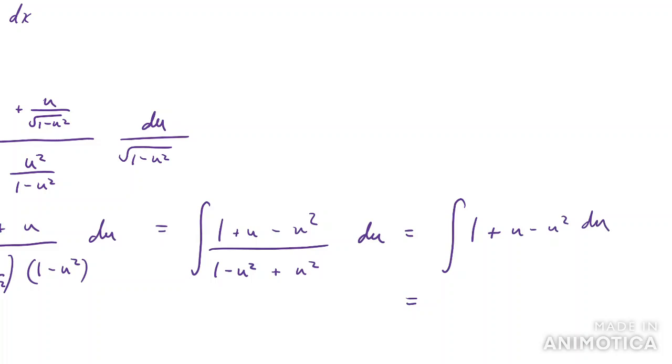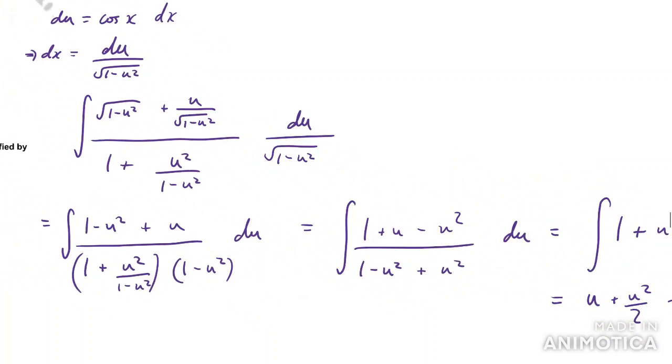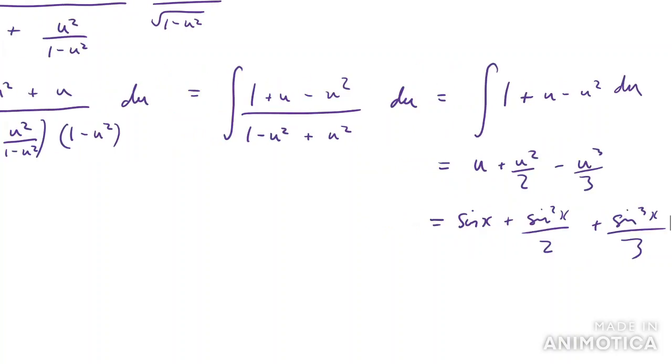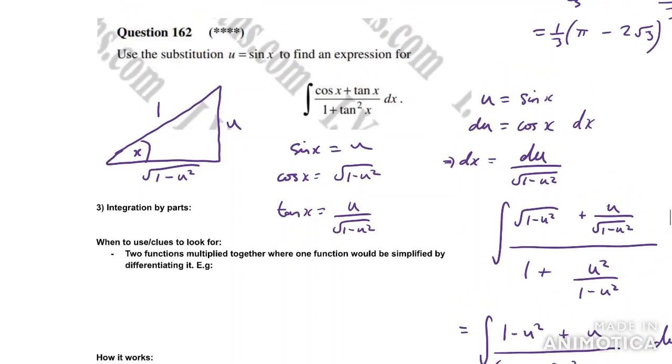And so integrating that, there are no limits. So it's just u plus u squared over 2 minus u cubed over 3. And so when there are no limits, we need to get our answer in terms of x. So returning to what u is, sine x, this is equal to sine x plus sine squared x over 2 minus sine cubed x over 3. Okay, so that's enough for substitution, I think.